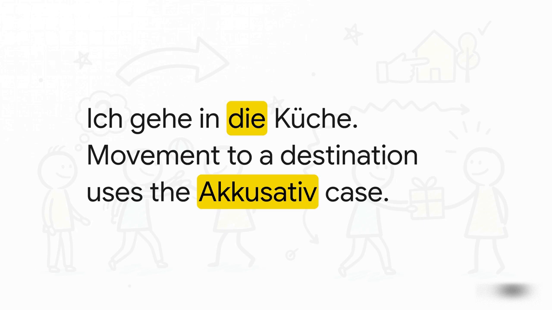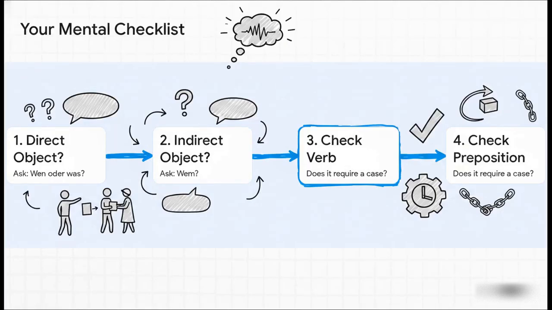See the difference? So let's boil this all down into a simple checklist you can use anytime. First and most importantly, check for triggers. Is there a verb or a preposition that demands a specific case? That'll solve your problem like 90% of the time. If there are no triggers, then you can fall back on the role of the object. Are you answering whom or what for accusative or to whom for dative? Always check for triggers first.